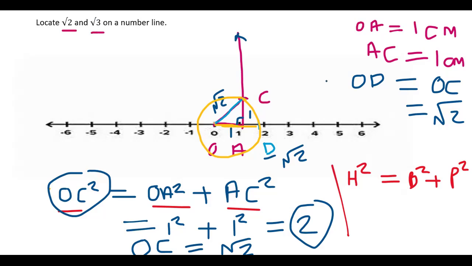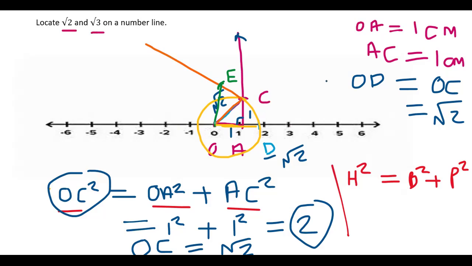Now we know OC is equal to root 2. At point C, we will draw a perpendicular using the protractor only. Now again we will draw an arc at a distance of 1 centimeter. And we can mark this point as E. Now we will join OE. Please look at the figure carefully.